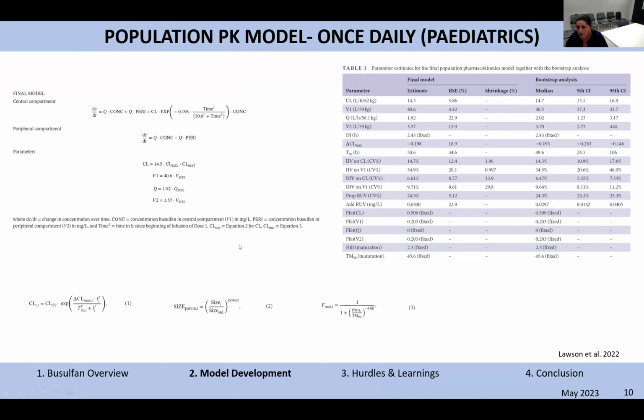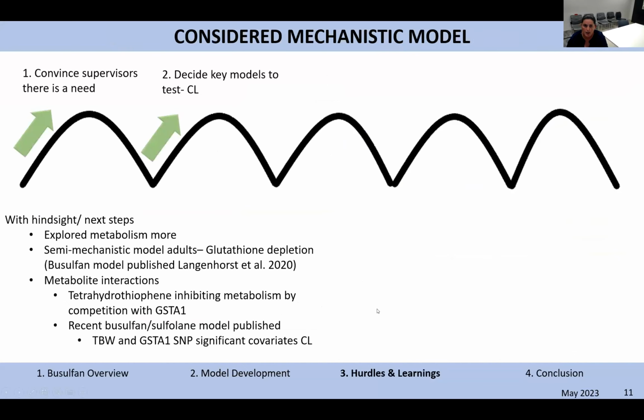So this was our final model, and I didn't really want to highlight too much about the final model, but obviously we had a time-associated clearance equation, and we also had a size parameter based on normal fat mass, and we had a maturation component as well. But what I wanted to talk about next was, with hindsight, I would have explored the metabolism of busulfan more.